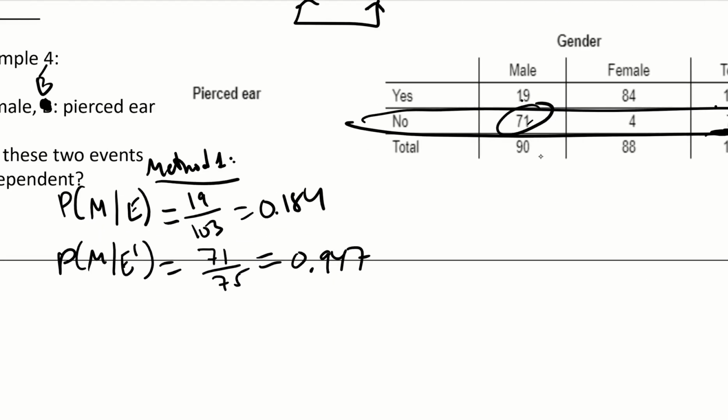So look at that. 95% are males, a higher chance of selecting a male if you're looking at people without pierced ears. If you're looking at people with pierced ears, that probability drops, right? So there is a relationship between whether or not they pierced their ears and the gender. Okay, so there's a relationship there.